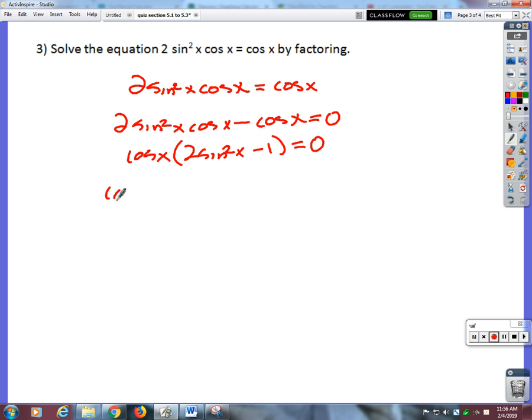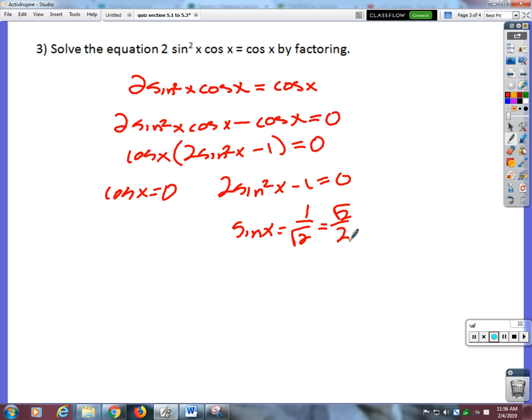Then you need to set the 2 individual pieces equal to 0 and solve. This one's already solved, so you don't have to do anything with that. This one you have to add 1, divide by 2, and then take the square root. So that gives you sine of x equals 1 over the square root of 2, which you know is the same as root 2 over 2. So there's your third point.